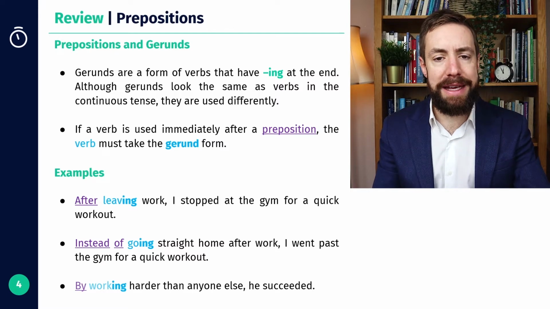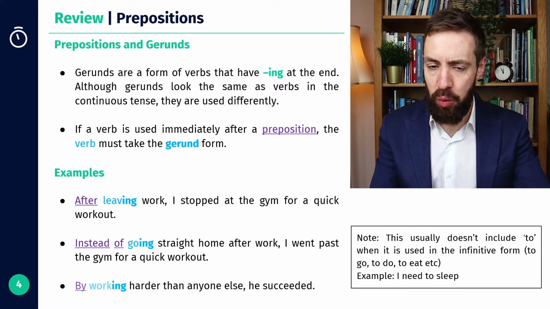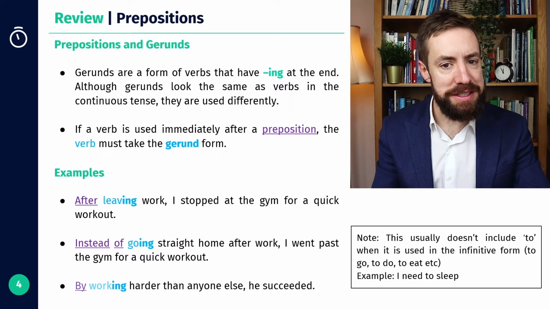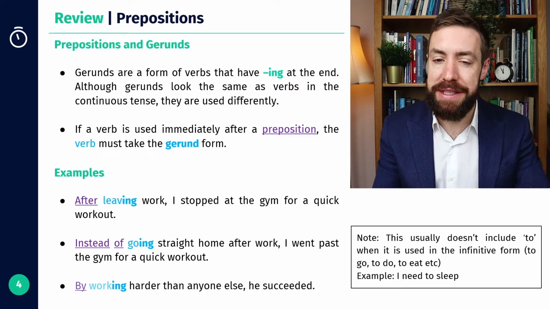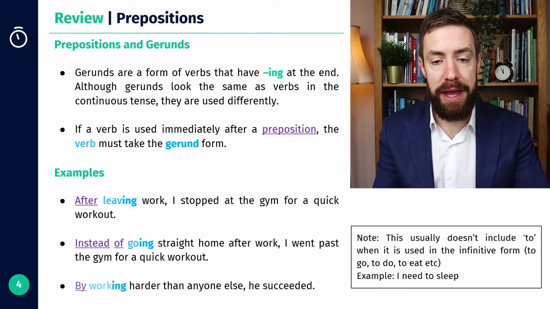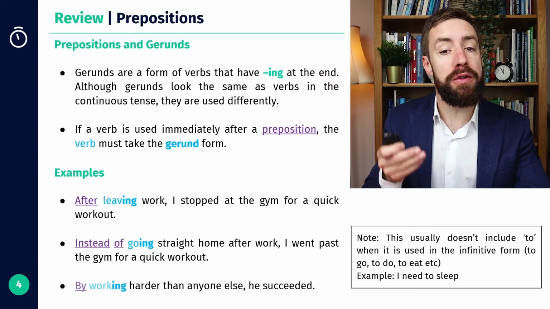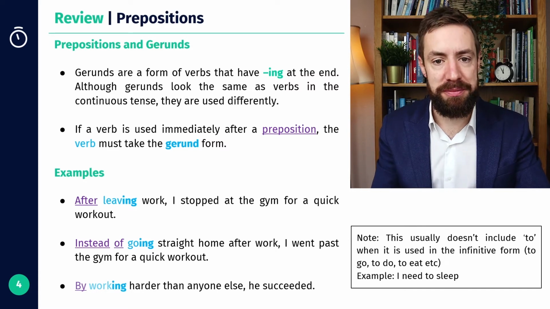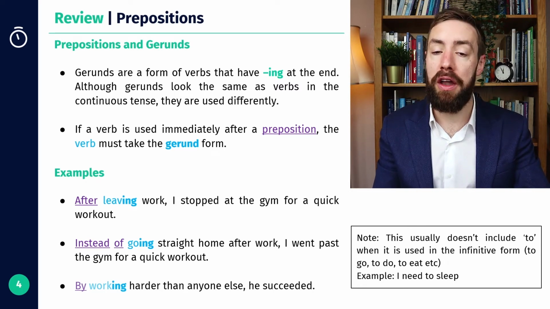Okay? So that is a general rule, but there is one very important exception, one time when we don't follow that rule. So you can see the little box. This doesn't include to, when verbs use to in the infinitive form, like to do, to go, to sleep. For example, if we say, I need to sleep, not I need to sleeping, even though to is a preposition. Okay, so that's the one exception. Other than that, we should follow this rule.